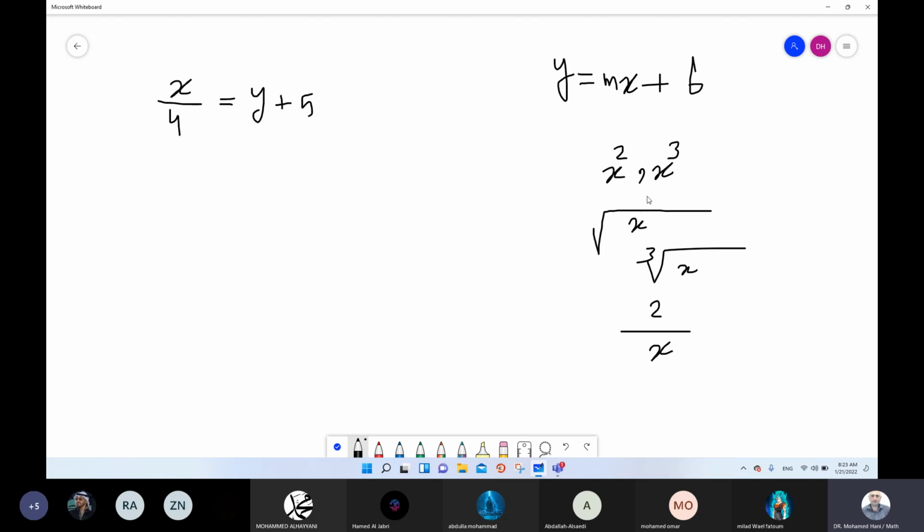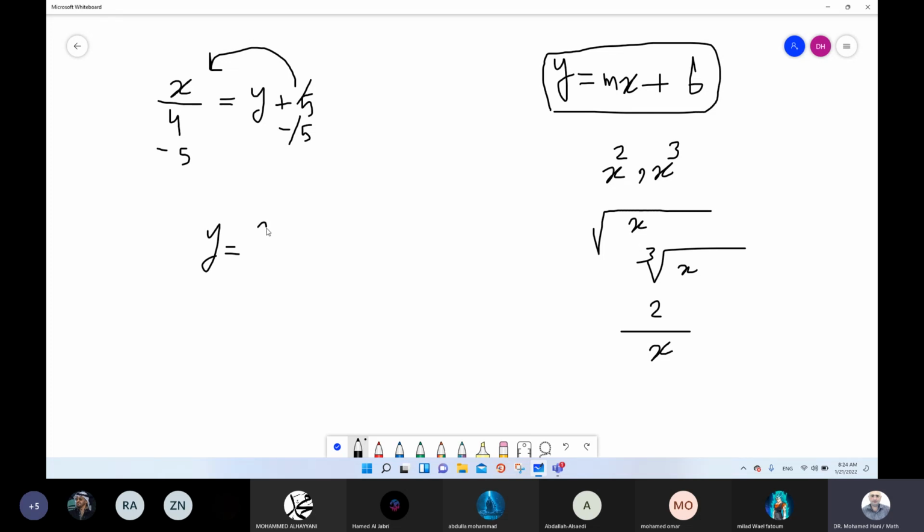So in this case, means the equation is not linear. And if you can write the equation like this, means you have linear. So we have this equation. The first step, like y equal, we can take 5 to the next side. So you can subtract 5 from the two sides, minus 5 here and minus 5 here. So here we have in this side 5 minus 5 will be 0, remains in this side y. And in the second side, we have x over 4 minus 5.